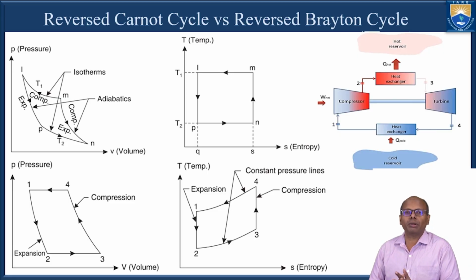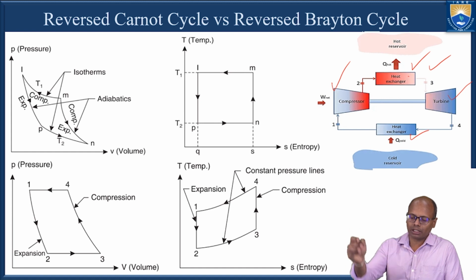Now, if you remember the Carnot cycle discussion, this is the diagram that we have used there. In this diagram, this is a heat exchanger, and this is another heat exchanger. This is a low temperature heat exchanger, this is a high temperature heat exchanger, and here a turbine is there, and here a compressor is there. The same setup can be valid for the reversed Brayton cycle also. But then you can ask what is the difference between the reversed Carnot cycle and reversed Brayton cycle.